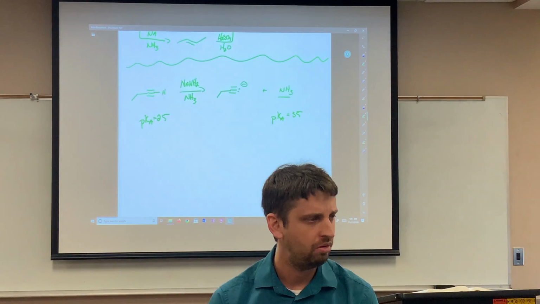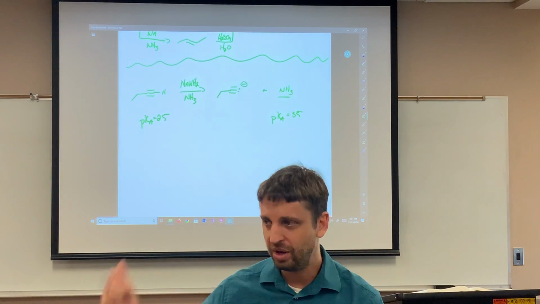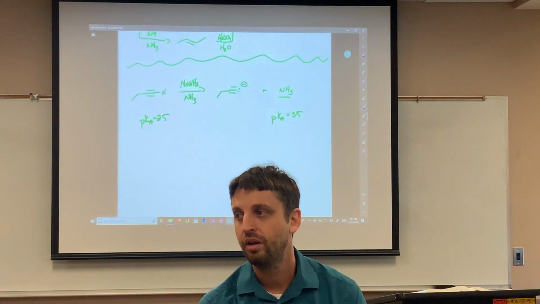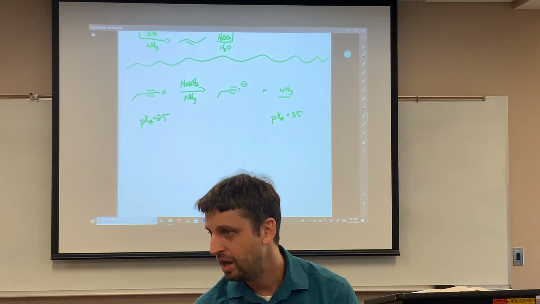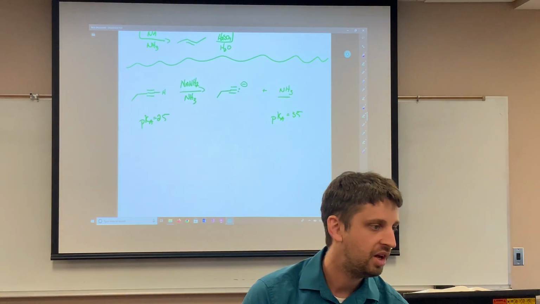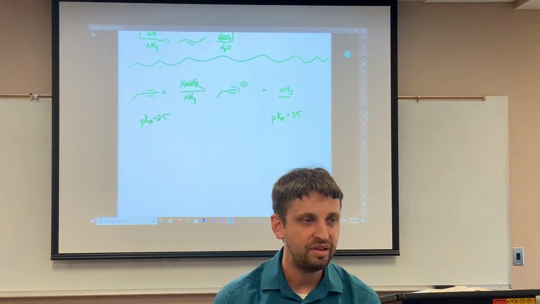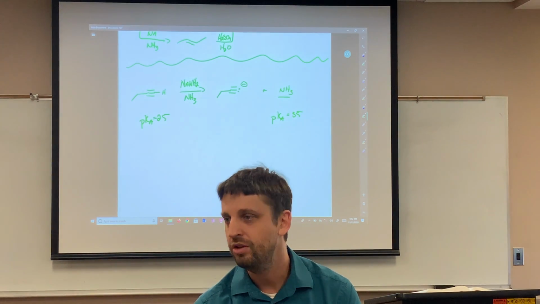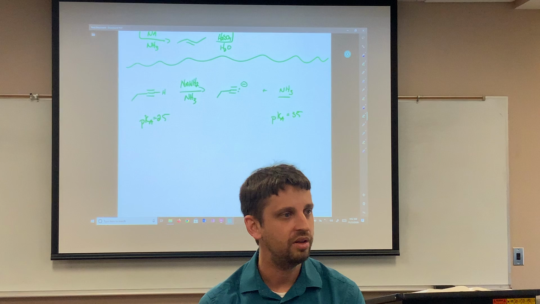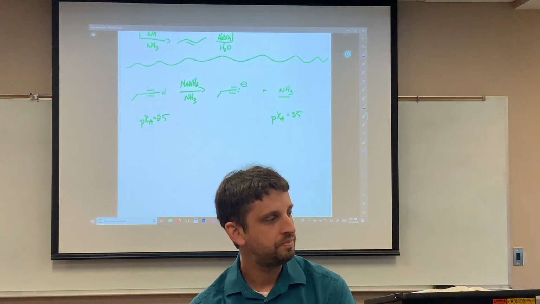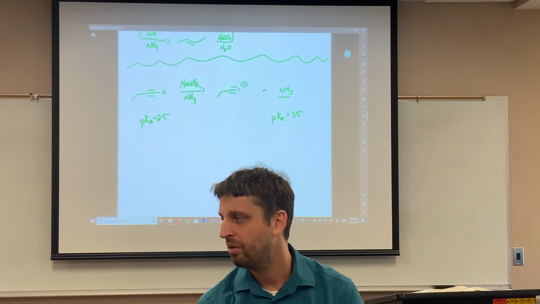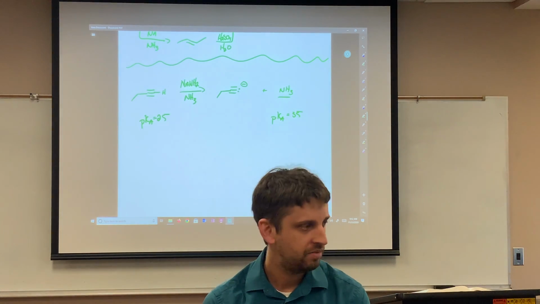So what does the pKa mean here? Which side's the weaker acid? The one with NH3, right? The 35. You guys with me on this? So is this an acid-base reaction that will happen? Absolutely. But you need a fairly strong base to do this. So sodium amide will deprotonate that terminal alkyne. Okay?